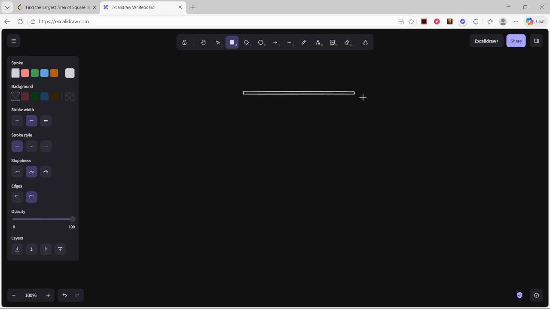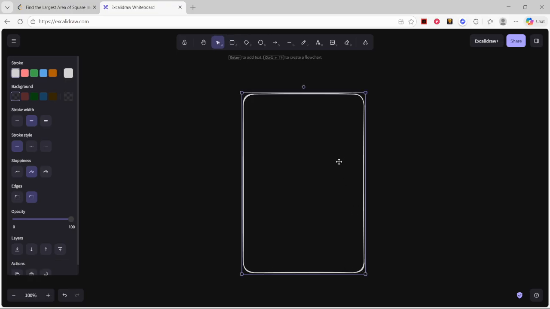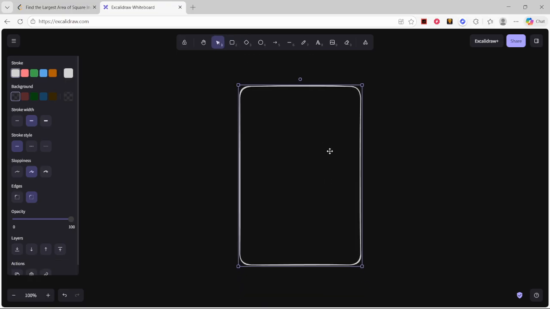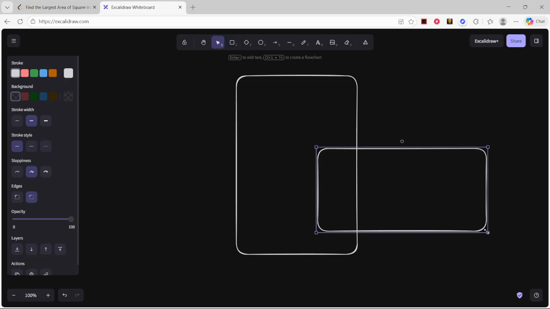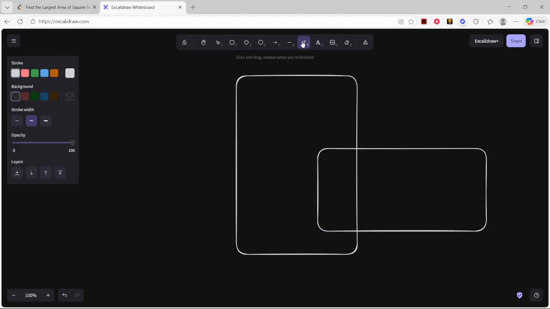Firstly, creating this example. Here we go, 7, 9. Good.